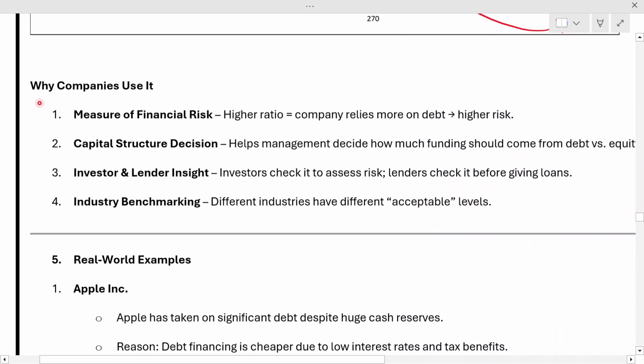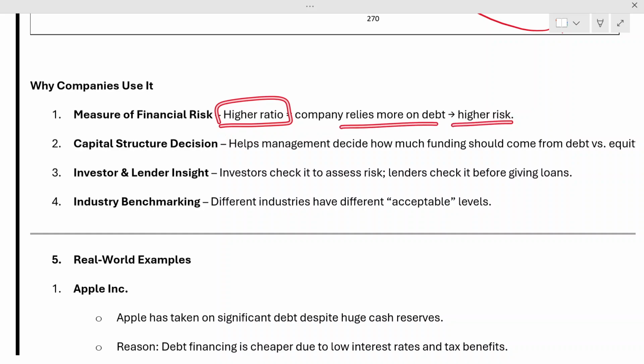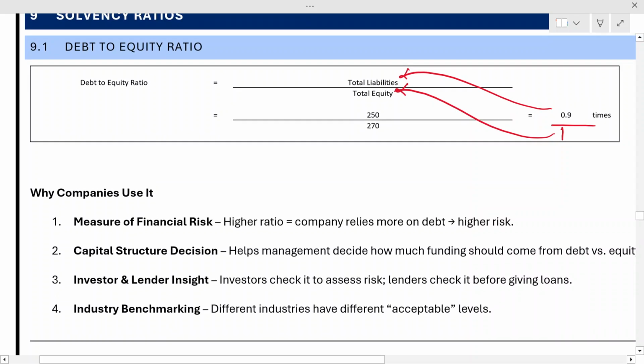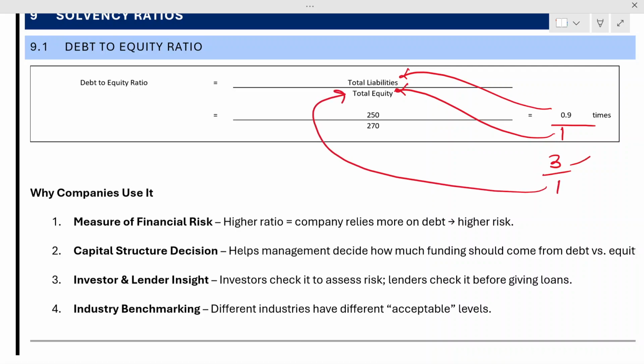Now why do companies use it? Because they use it to assess financial risk. If this ratio is higher, it means the company is reliant on more debt, which means higher risk. For example, if a company has 3 by 1, it has equity of 1 but debt of 3, so high debt and high risk.